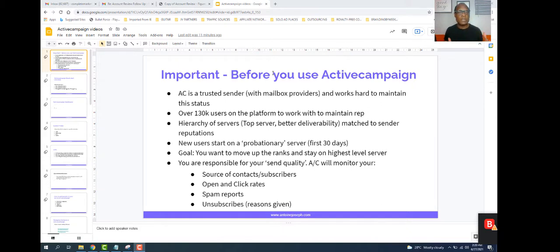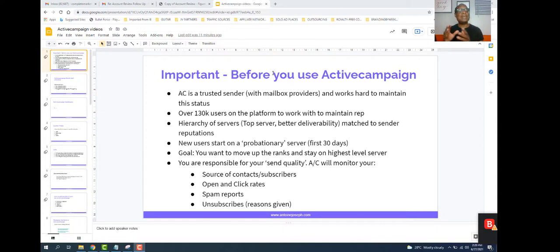The source of your contacts and subscribers. So what does that mean? That means that if you go about buying lists from friends, if you go about just adding people's email addresses and data to your account without their permission, you have a problem, because when they unsubscribe, they will indicate that they never were interested in your emails.